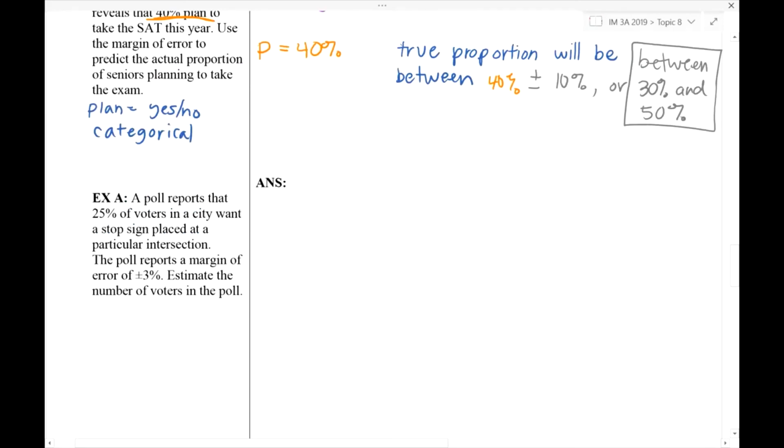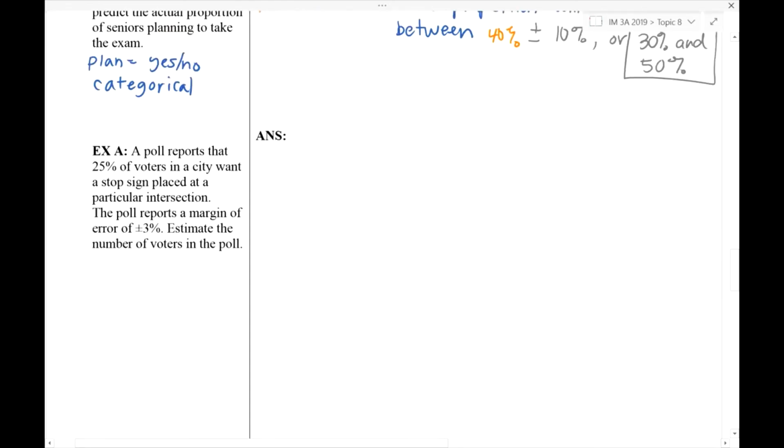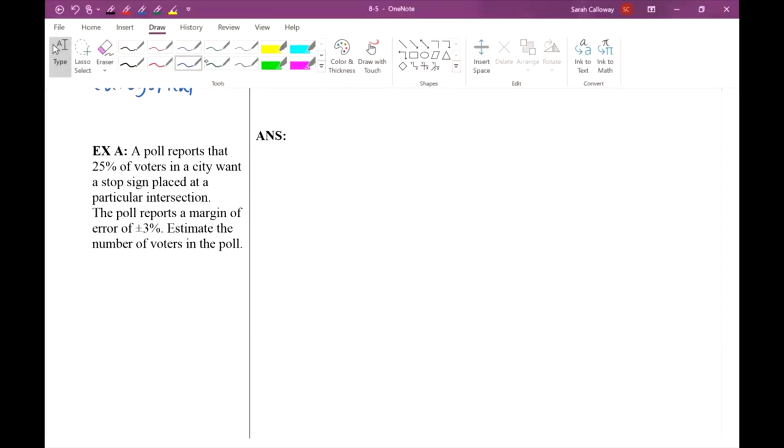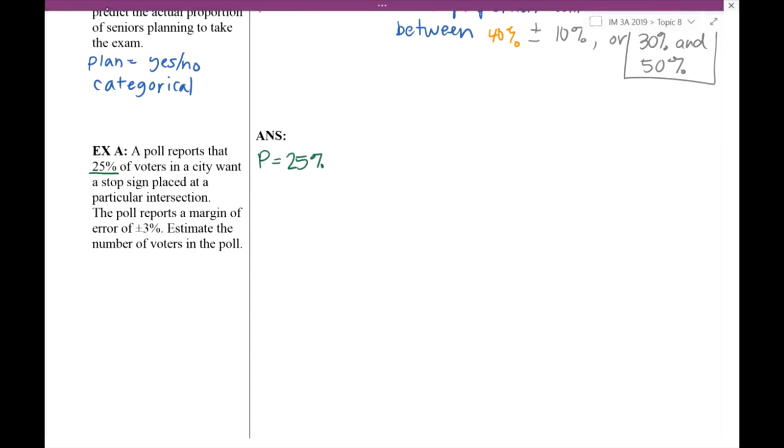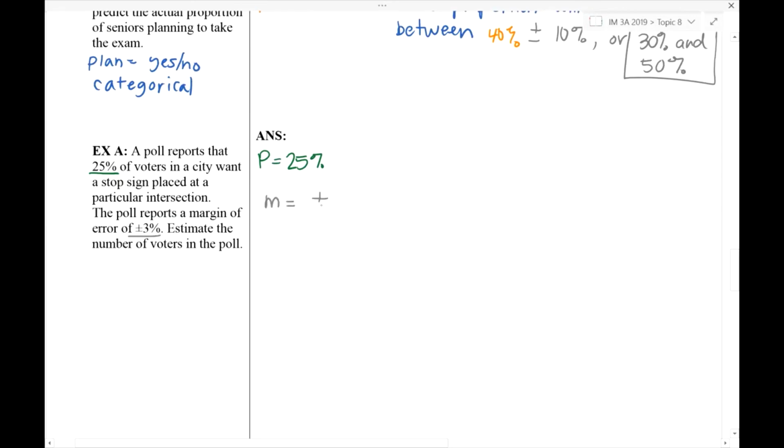Okay, so in example A, a poll reports that 25% of voters in the city want a stop sign placed at a particular intersection. The poll reports a margin of error of plus or minus 3%. Estimate the number of voters in the poll. So they're giving us the proportion, which is 25%. That was the result of the poll. And they also give us the margin of error, plus or minus 3%, so the margin of error is 0.03.